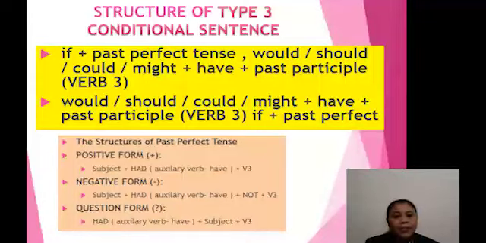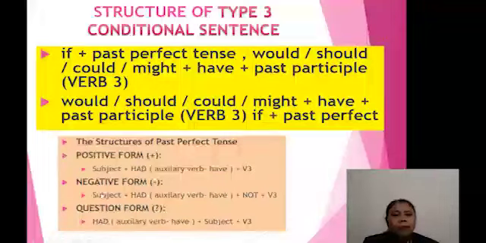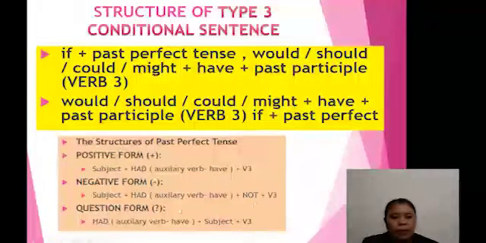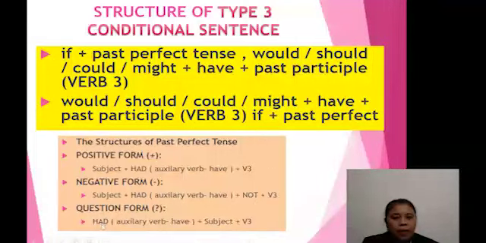And then the structures of past perfect tense: in the positive form, subject plus had plus verb 3. In negative form, subject plus had not plus verb 3. In the question form, had is put in front, and then after that subject and then verb 3.